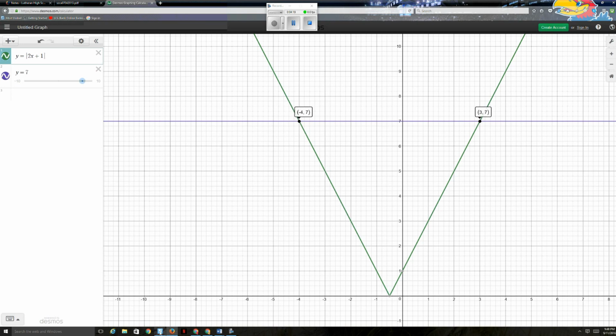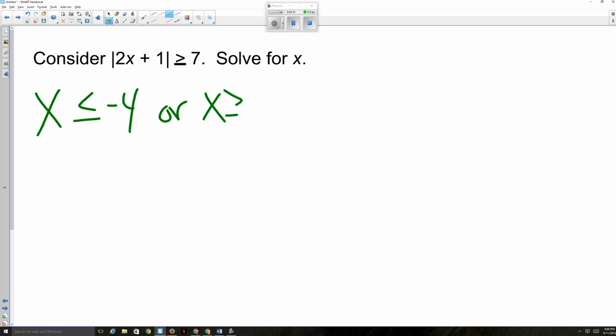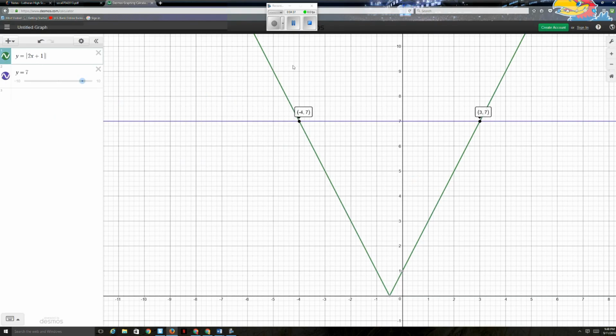Okay, so let's go back here. And so what we just saw was our solutions are x is less than or equal to -4, or x is greater than or equal to 3. Okay, let me show you those again. So these values have x is less than or equal to -4. This side right here has x values greater than or equal to 3.